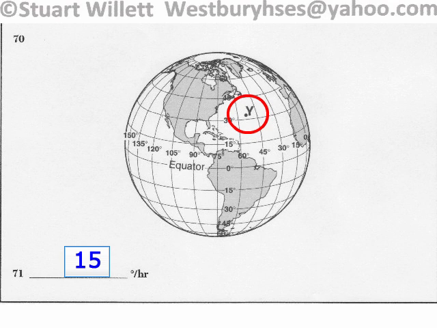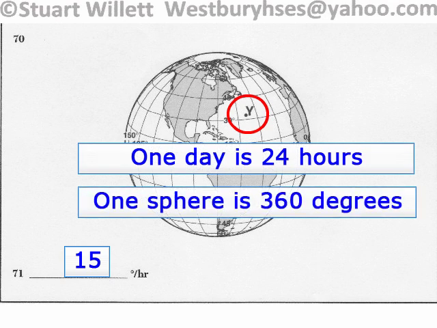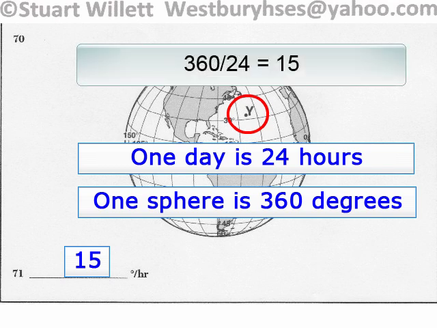However, if you forget this, all you have to do is remember that one day on Earth is 24 hours long, and a sphere has 360 degrees. So if you divide 360 degrees by 24 hours, you will get 15 degrees per hour.